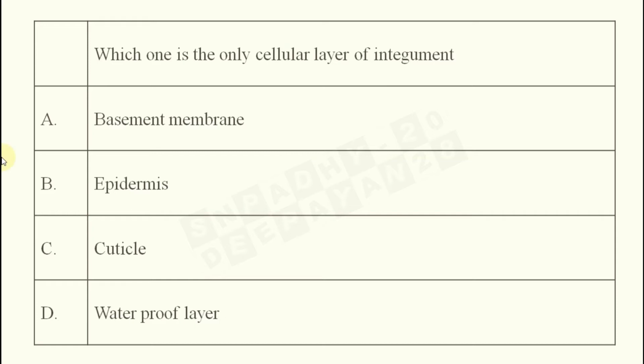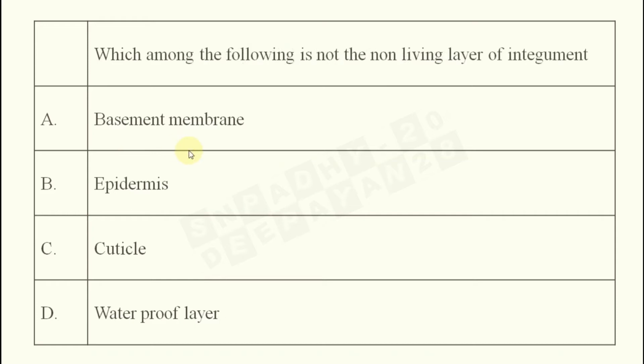Similar question: which among the following is not the non-living layer of integument? Very important, which is not the non-living. In integument, how many layers are there? Three. Out of that, which are non-living, not having cells? Cuticle and basement membrane. So which is not the non-living layer? Definitely the answer will be epidermis. Epidermis is not the non-living layer, that means it is the living layer.